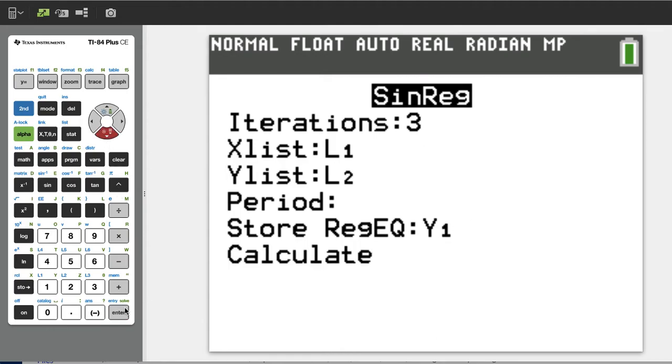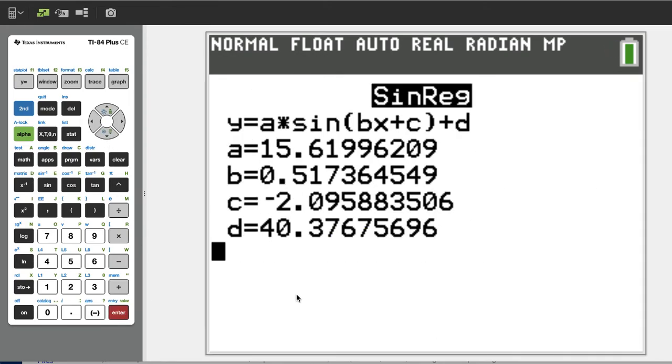There is the equation. The amplitude's about 15.6. The B is about 0.52. The C is minus 2.09. And the D, the actual K, our vertical shift, is 40.38 degrees.